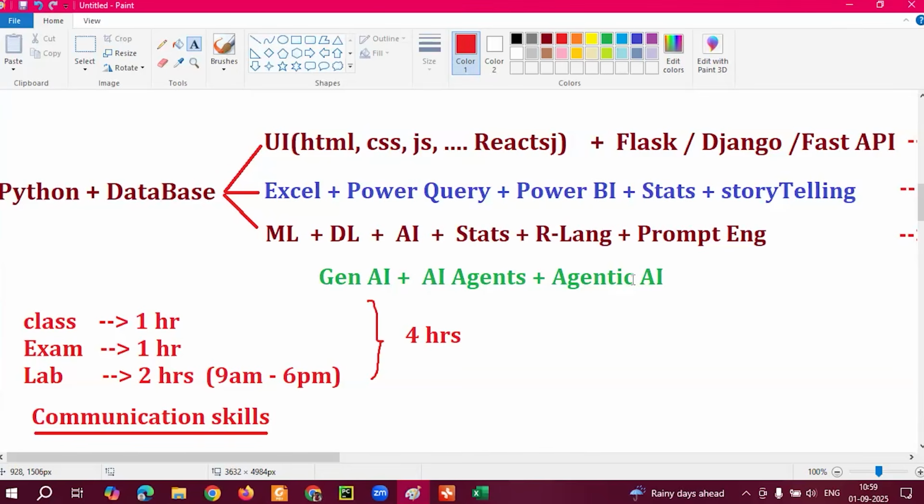Some say, "Nothing, sir. My parents are saying, so I come here and sit here. I don't ask questions. I'll come, observe, and then go, sir. Send me notes on WhatsApp, sir." Please don't join if your mindset is like that. Here you have to come, and you have to write the notes also.